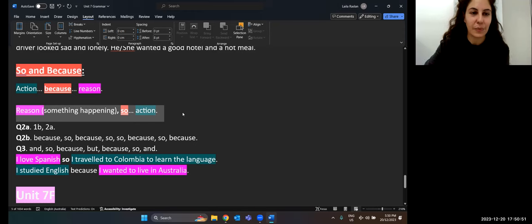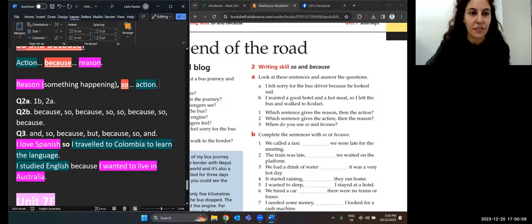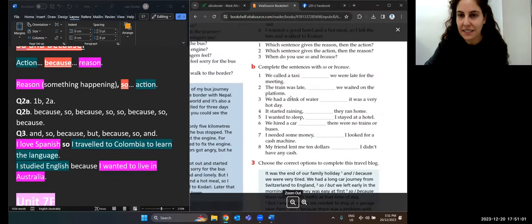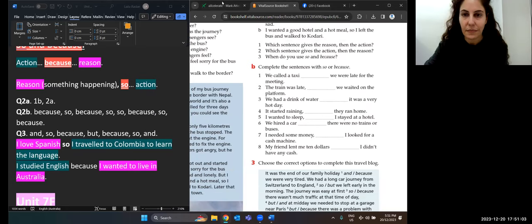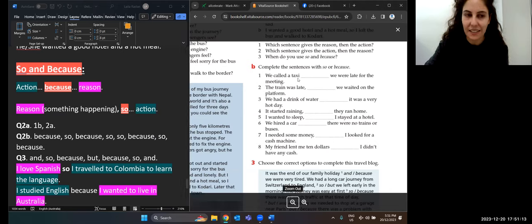Let's look at more examples. So if you're not yet sure, don't worry. We'll do more examples. So if I said, let's have a look at these sentences. We need to see if we need to put so or because. Okay, so I'll leave the rules here. If I said, we called a taxi, that sounds like an action because I'm doing something. Okay, it's a doing verb. Called a taxi. Do I say so or because? Because. Now I'm going to give you the reason.